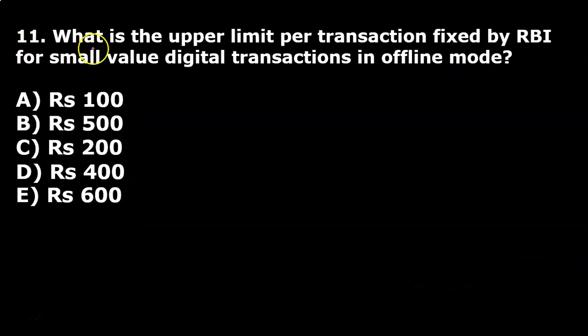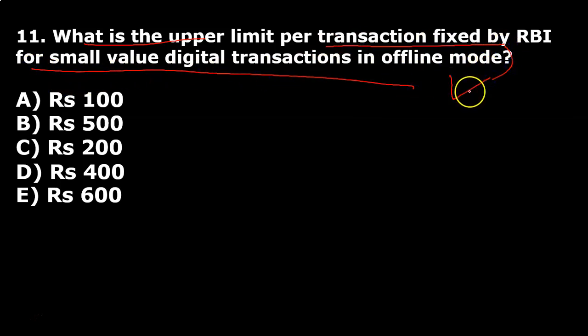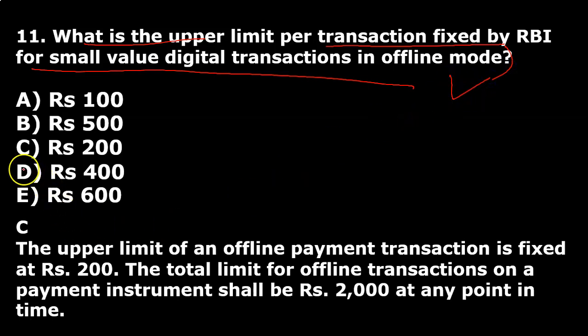Your next question, what is the upper limit per transaction fixed by the RBI for small value digital transactions in offline mode? Friends, its answer is C. The upper limit of an offline payment transaction is fixed at rupees 200, and the total limit for offline transactions on a payment instrument shall be rupees 2000 at any point in time. So the answer is 200.